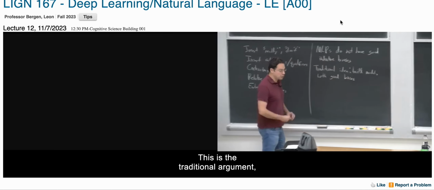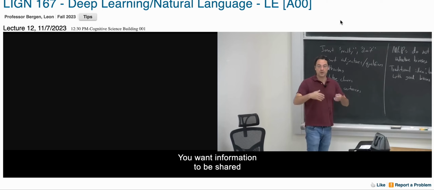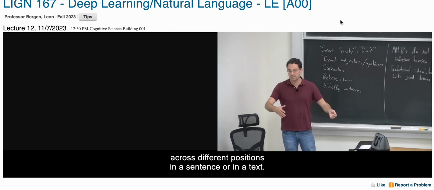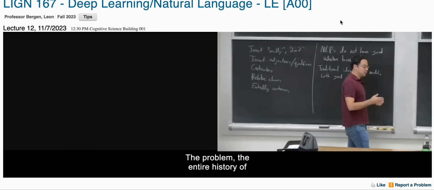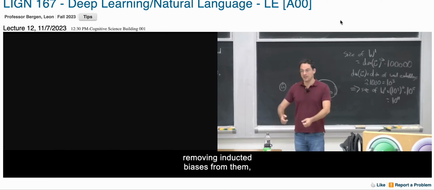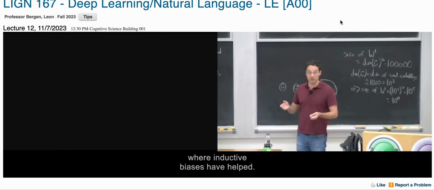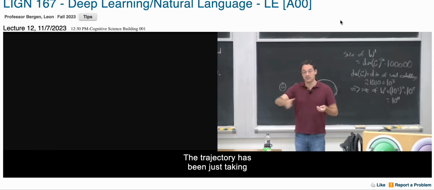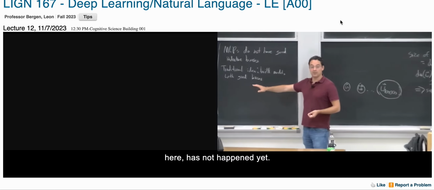So this is the traditional argument. We want to build something into our model that says, like, word order matters, obviously, but it should not matter this much. You want information to be shared across different positions in a sentence or in a text. The problem is the entire history of the field is about taking models, removing inductive biases from them, and getting improved performance. There's nowhere in the field, basically, where inductive biases have helped. I mean, the trajectory has been just taking existing models and stripping out anything that looks like an inductive bias, seeing much better performance. I think that's what's going to happen here.